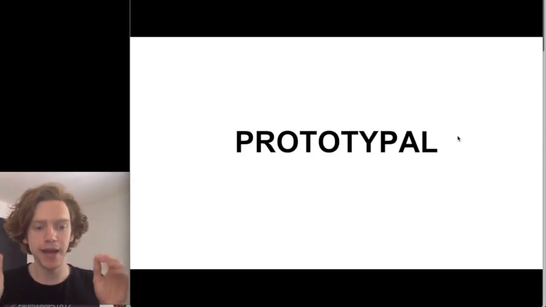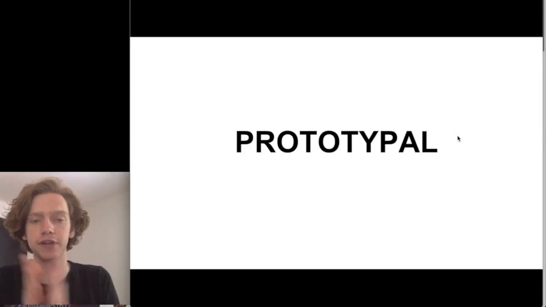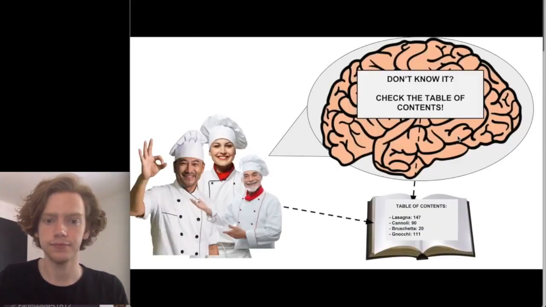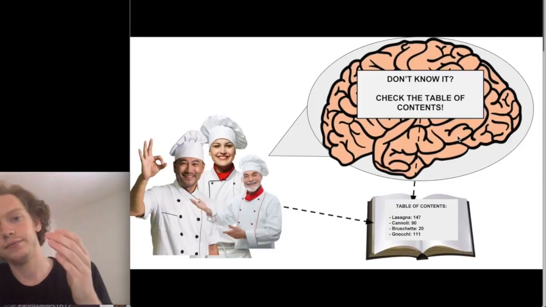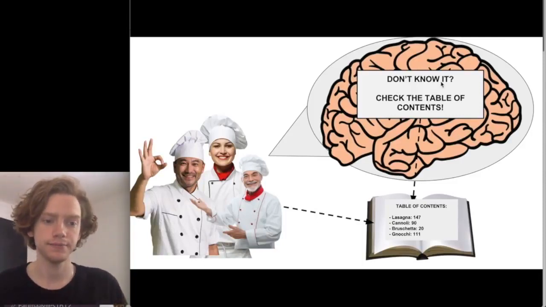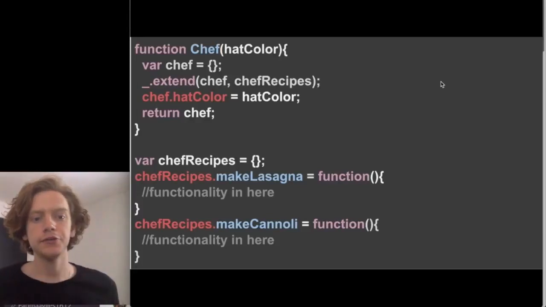Instead of memorizing page numbers, the chefs just know to look into the table of contents, right? Don't know it? Check the table of contents. That's all they have memorized. So much easier, right? So let's look at this in code. Here's what we had before.